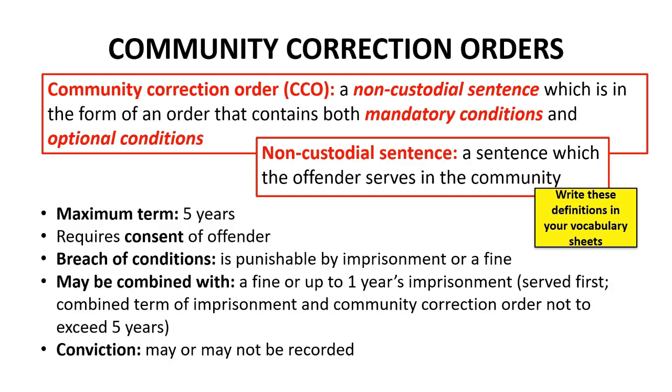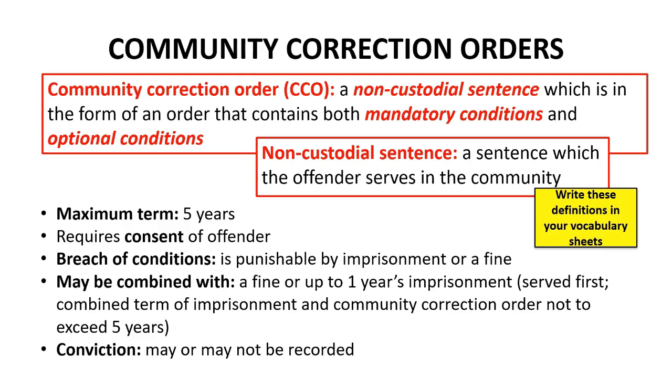First, the maximum term for which a community correction order can apply to an offender is 5 years. Second, before a court can impose a community correction order on an offender, the offender must consent to that order. This is important because one of the main purposes of a community correction order is to rehabilitate the offender. The first step in rehabilitation is for the offender to recognize that they have a problem, that is, that they need rehabilitation. And that's why it's important that the offender voluntarily agrees, that is, consents, to being subject to a community correction order.